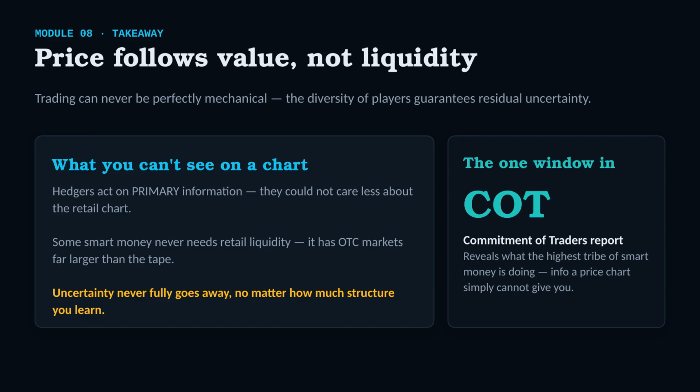There is another claim worth dismantling. The argument that smart money requires the liquidity provided by retail traders is only partly true. One type of smart money, the kind that bases its actions on speculation, will do exactly that. But other types of smart money simply do not require retail liquidity because they have access to over-the-counter markets, which are vastly larger and have nothing to do with your price chart.